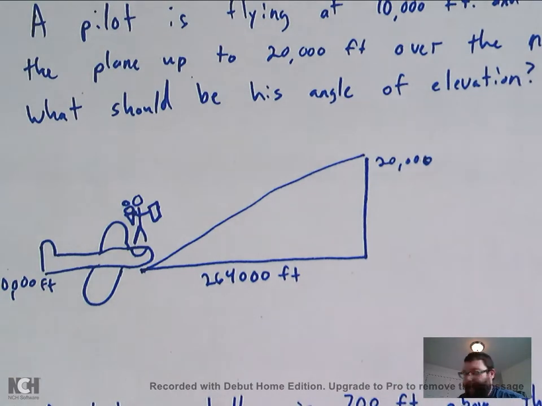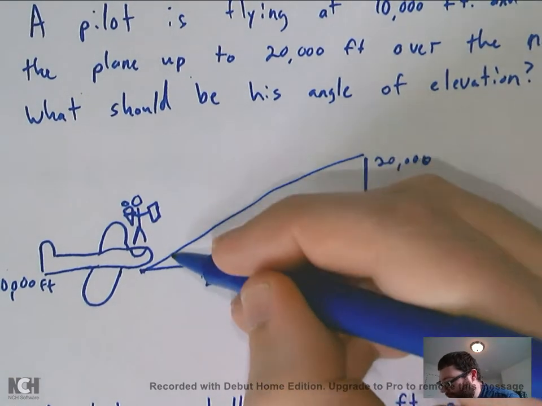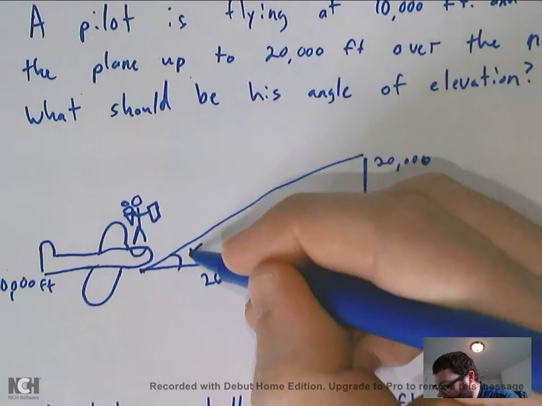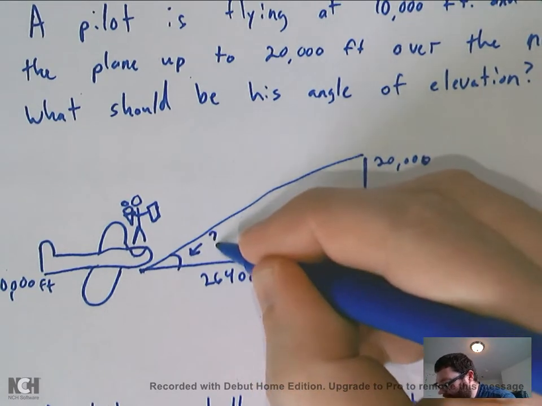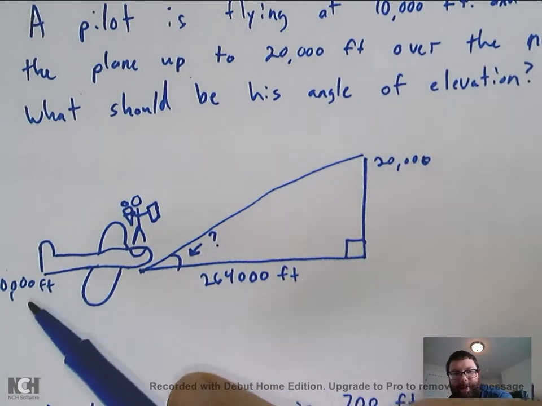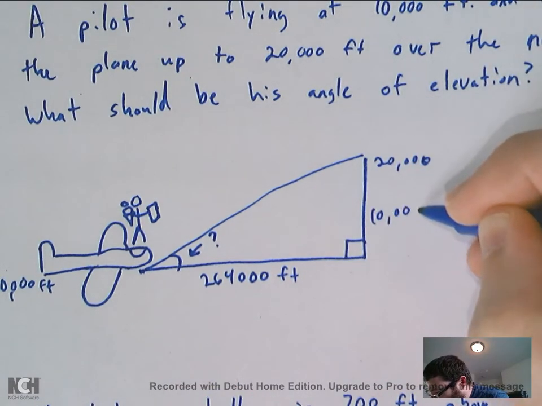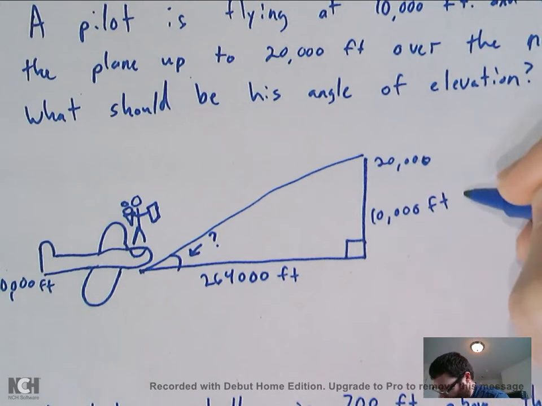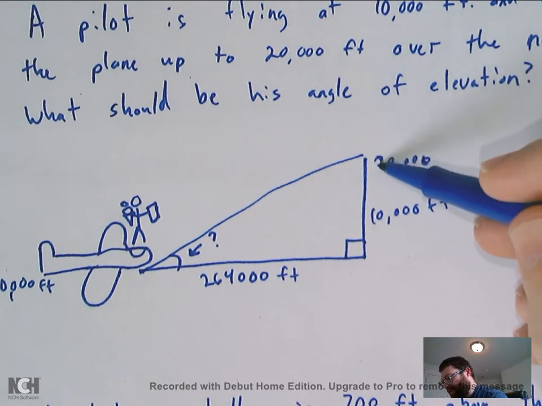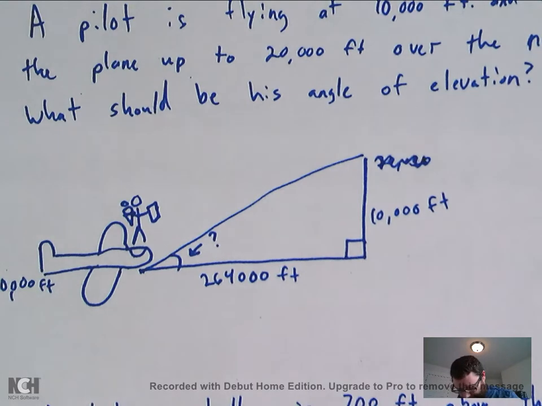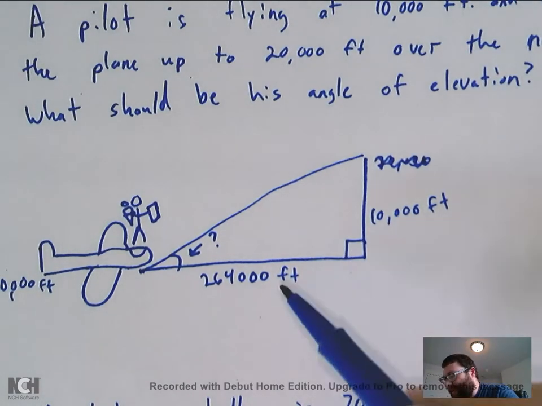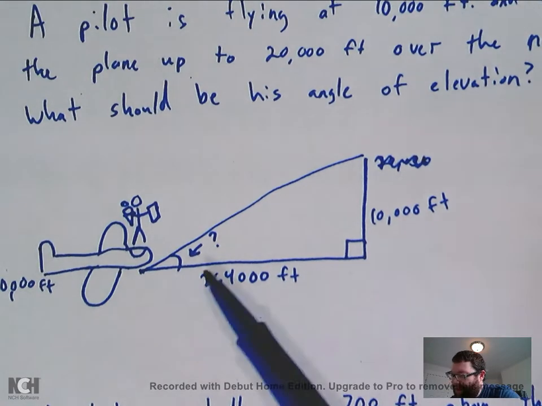So here's my right angle. It wants me to figure out this angle right here. That's my angle of elevation, my question mark. Now the difference from 10,000 to 20,000 is 10,000 feet, so he's going to climb 10,000 feet. That's our two side lengths that have been given. So we have an opposite side and an adjacent side, and we have a missing angle.